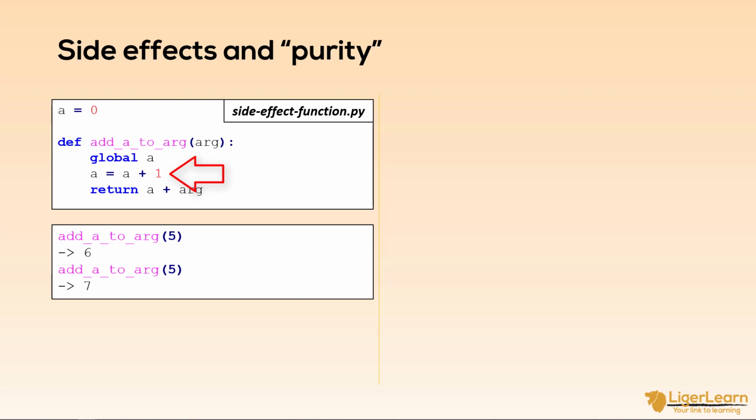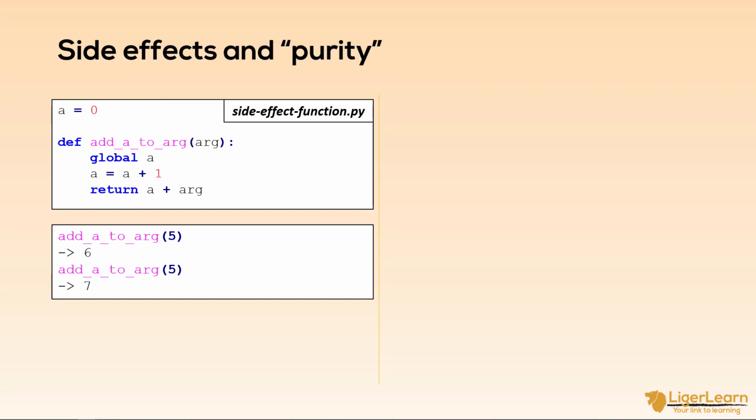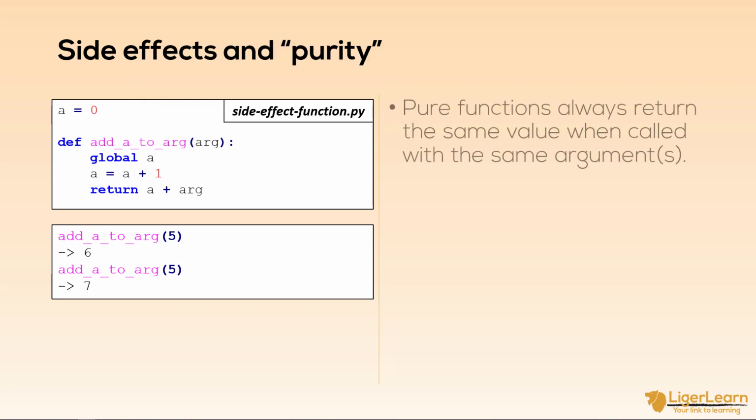Here, you can see that as a side effect of calling the function, the variable a is mutated. So the first time the function is called, as a side effect, the value of a is set to 1. And the second time it is called, as a side effect, the value is set to 2. In contrast, a pure function will always return the same value when called with the same arguments. This is because values in pure functional languages are immutable. This means they cannot be changed once set, so there are no side effects.